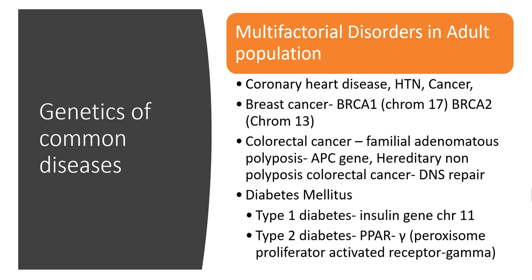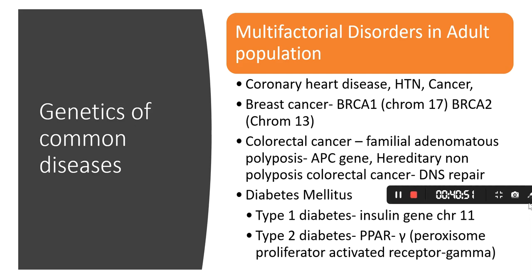When you're developing even breast cancer, it's not just the BRCA1 or BRCA2 genes that are defective. There are other factors also: the female is taking OC pills, or is having menstrual problems, a lot of stress, and all the other environmental factors. They can also cause breast cancer. Colorectal cancer and diabetes mellitus are all multifactorial, not only just a gene going problematic, but also the environment around them which is causing problems in the individual.